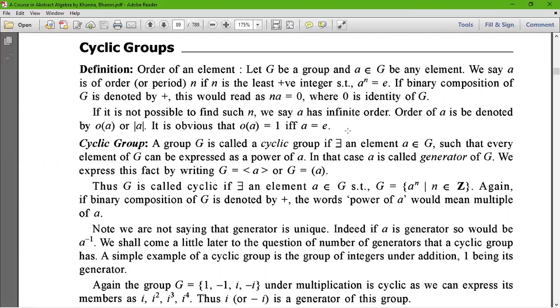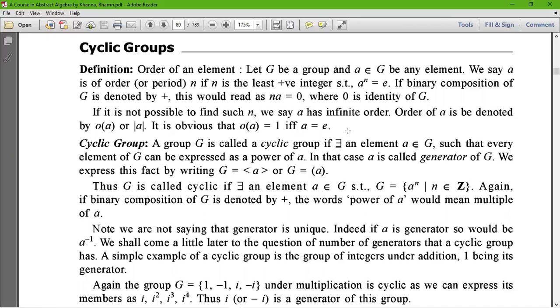If the binary composition of G is denoted by addition, this would read as na equals 0, where 0 is the identity element of G. If it is not possible to find such an n, we say a has infinite order.